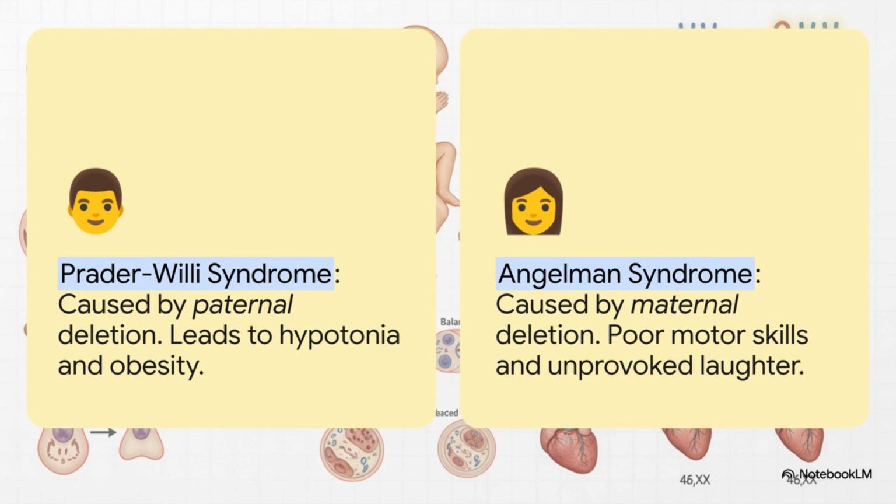Prader-Willi, which comes from the paternal deletion, is characterized by hypotonia, obesity, and hypogonadism. Angelman, from the maternal deletion, presents with severe motor and speech impairment and these unprovoked periods of laughter, which is why it's sometimes called the happy puppet syndrome. So you have two vastly different outcomes from the very same genetic loss. It all depends on which parent it came from.